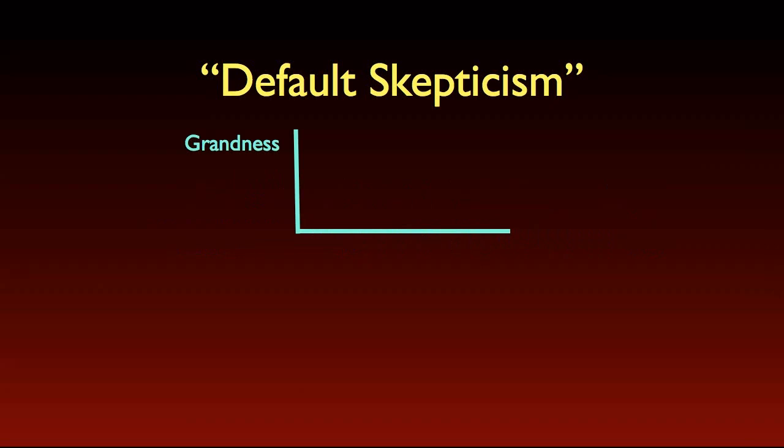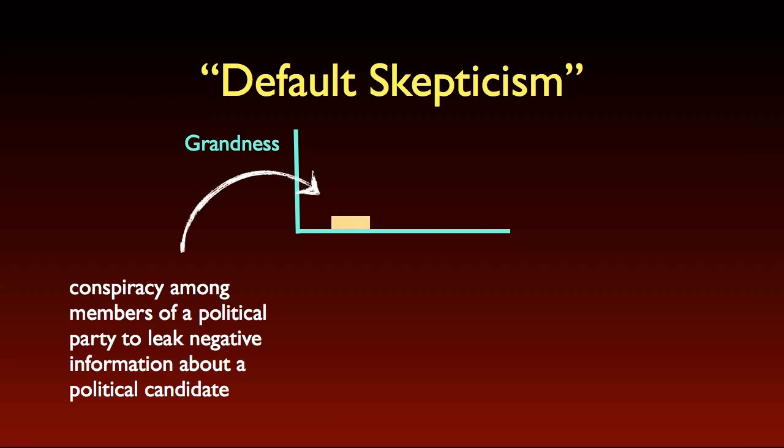Now, grandness isn't well defined here, but it's some function of the size and scope and depth of the conspiracy. How many people are involved and are required or forced to keep quiet? How long do they have to keep quiet? And how many layers of social and institutional structure are implicated? So a conspiracy among, say, the members of a political party to leak negative information about an opposition candidate might involve only a small number of people at a particular level of organization. That's a conspiracy, but it's not a particularly grand conspiracy.